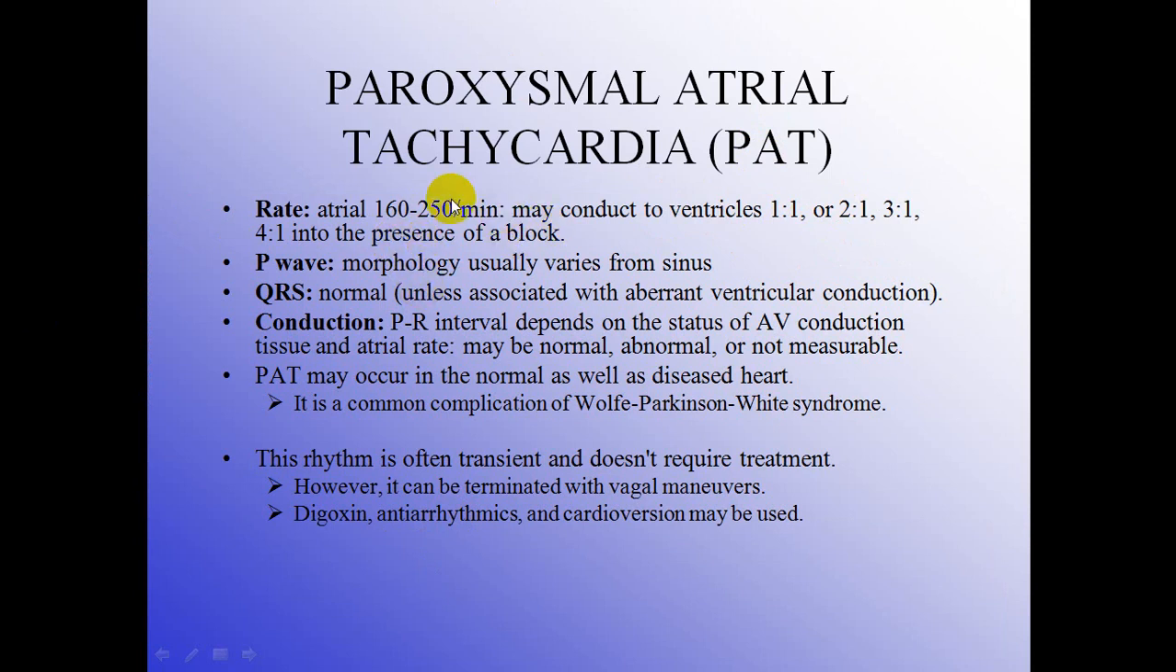Not every impulse passes. If every impulse from the atria passes to the ventricle, it is 1 to 1. P-wave morphology usually varies from sinus because it is arising from the atria. QRS complex is usually normal unless associated with abnormal ventricular conduction. That's why it's called PAT with block or PAT with abnormal conduction. The PR interval depends on the state of AV conduction tissue and atrial rate; it may be normal, abnormal, or non-measurable, I mean the P wave and PR interval.